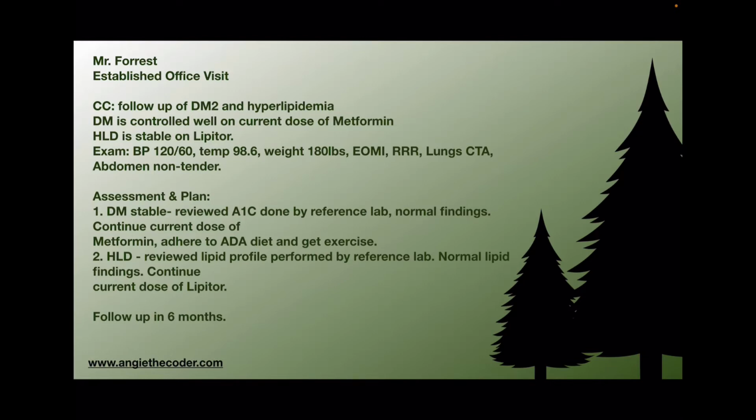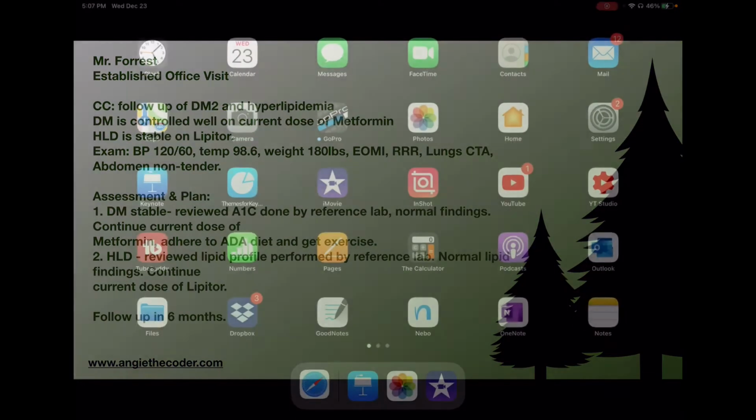The assessment plan, that's what we're going to focus on, is as follows. Diabetes stable. Reviewed the A1C today done by the reference lab, normal findings, continue current dose of metformin, adhere to an ADA diet, and get exercise. Number 2, patient had hyperlipidemia. Reviewed the lipid profile that was performed by the reference lab, normal lipid findings, continue current dose of Lipitor, follow up in 6 months. Okay, so now that we have this example, let's go out and see how it looks when we try to code this.